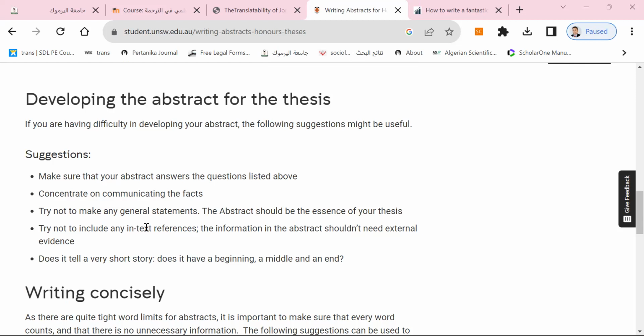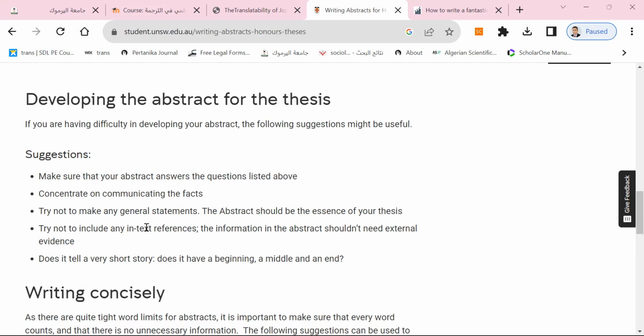And from its name, abstract, in Arabic, مستخلص, أو الخلاصة الدراسة, it must be short. So the information that should be added to your abstract must be what? Must be important, must be relevant to your thesis directly. Don't state general statements here. Try not to include any in-text references. Don't use in-text references in your abstract. Be careful. Don't use in-text references in your abstract.